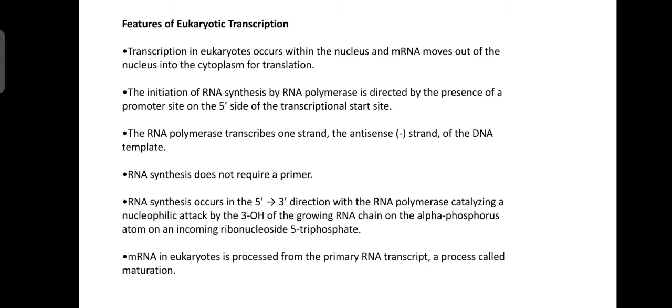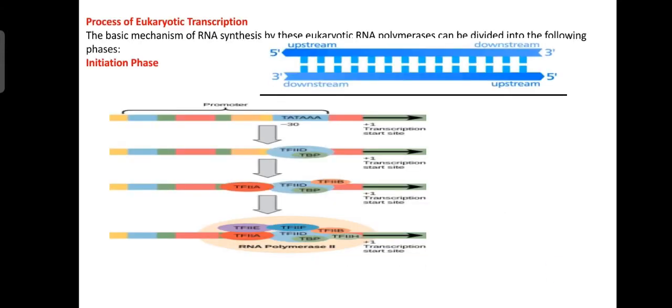You should keep this point in mind, it is very important. Where does this transcription take place? What enzymes are involved? In which direction does the RNA synthesis take place? And what steps are involved, etc. This is the detailed process of eukaryotic transcription.